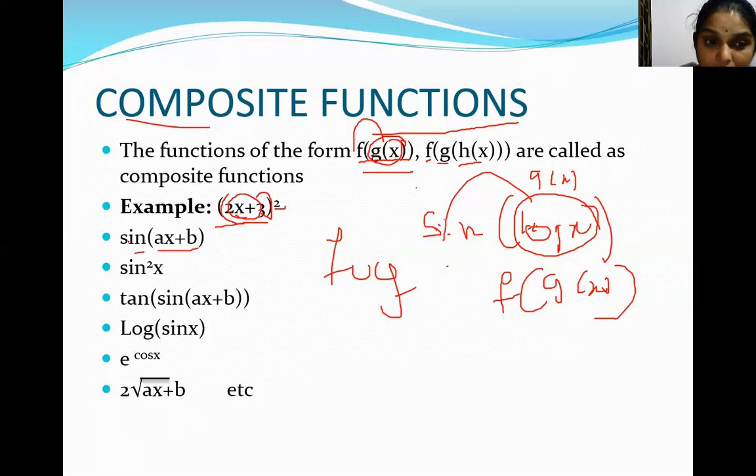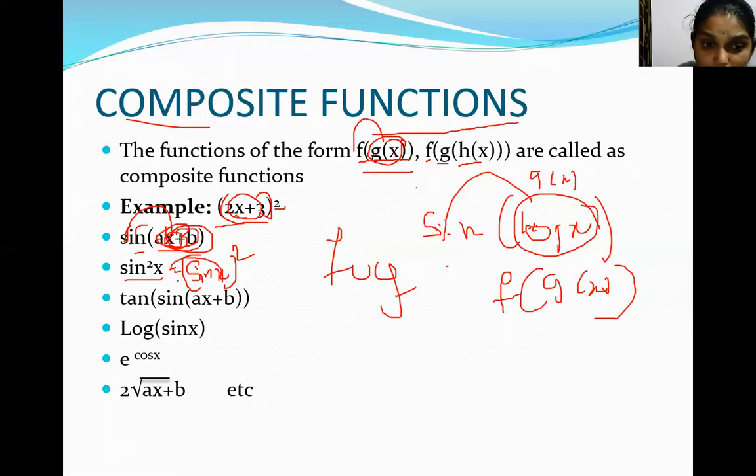You have seen the derivative of sine x with respect to x is cos x, but here it is sine operating on ax plus b. Ax plus b is one function here, and sine is operating on that function, so f operating on g of x, where g of x is ax plus b. Then sine square x: what's the meaning of it? It is as good as saying sine x the whole square. It's not sine of x square, you have to make that difference. Sine square x is always equal to sine x the whole square.